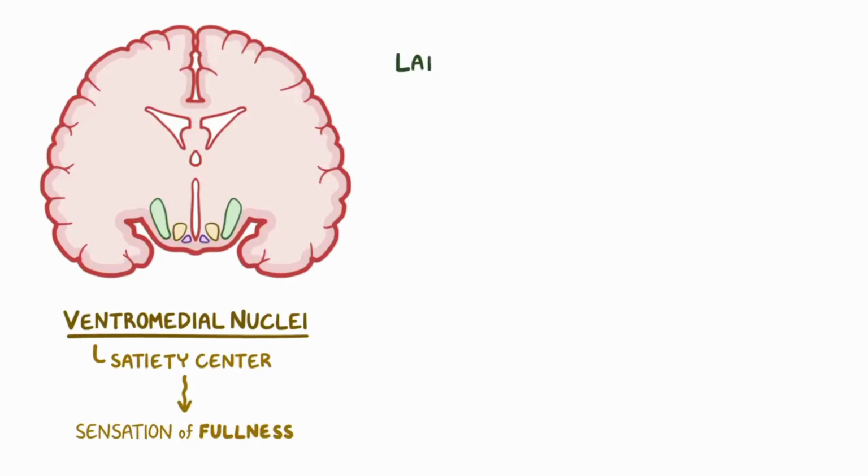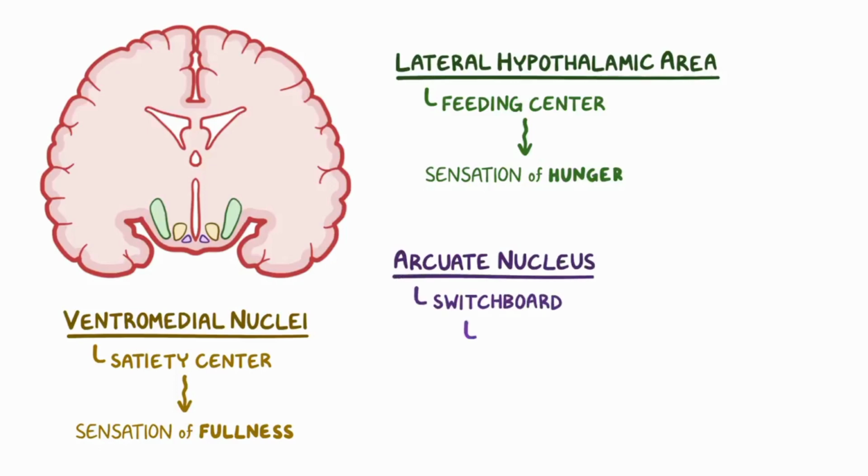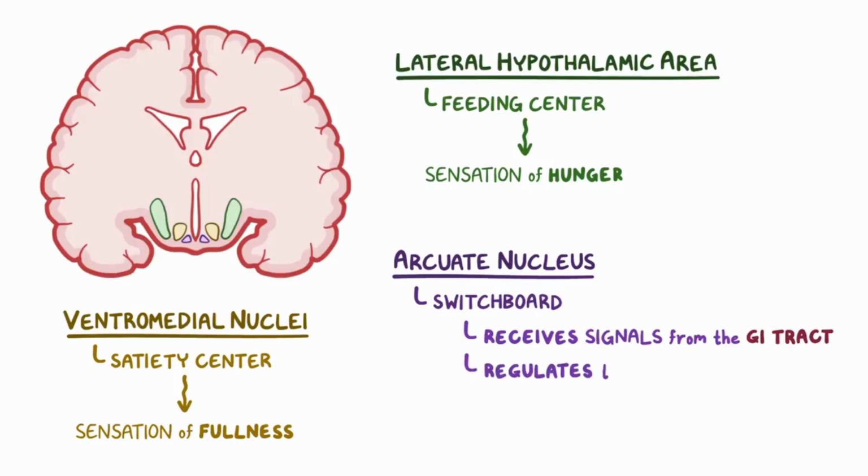On the other hand, the lateral hypothalamic area is the feeding center, and when stimulated, it causes the sensation of hunger. Finally, there's the arcuate nucleus, which is like a switchboard that receives various signals from the gastrointestinal tract. This nucleus sends neuron fibers that regulate the feeding center and the satiety center.